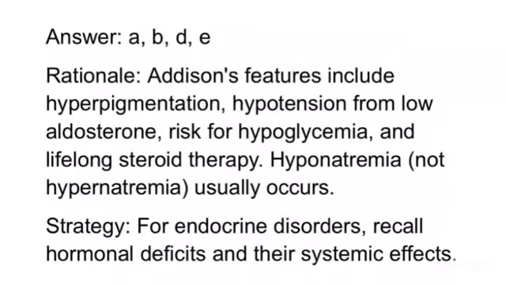Rationale: Addison's features include hyperpigmentation, hypotension from low aldosterone, risk for hypoglycemia, and lifelong steroid therapy. Hyponatremia, not hypernatremia, usually occurs. Strategy: for endocrine disorders, recall hormonal deficits and their systemic effects.